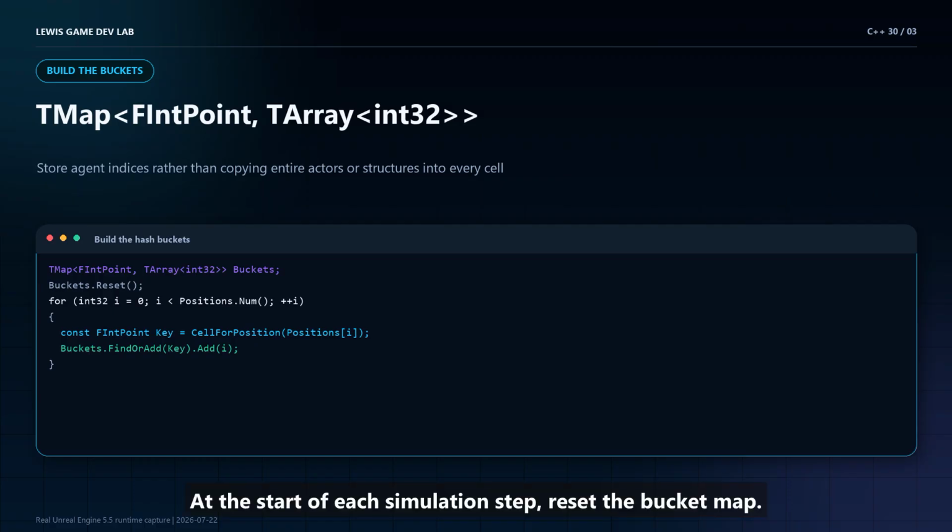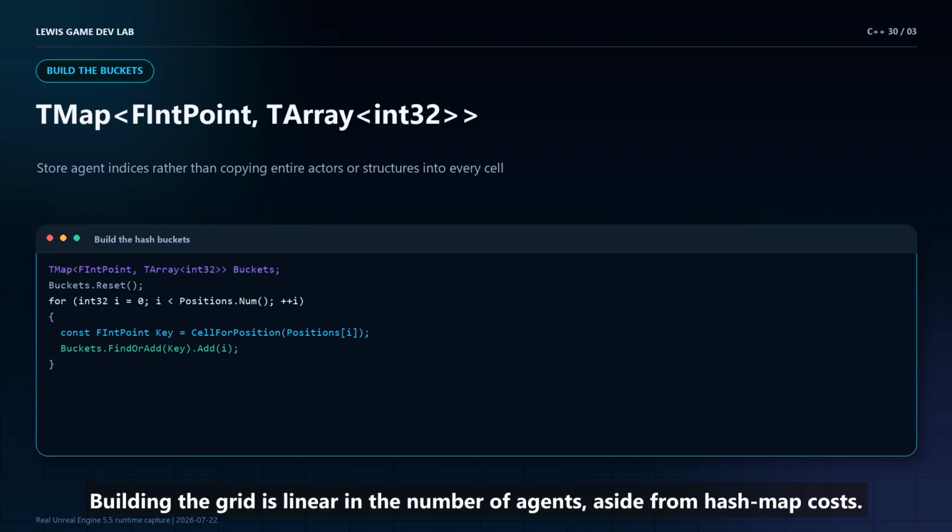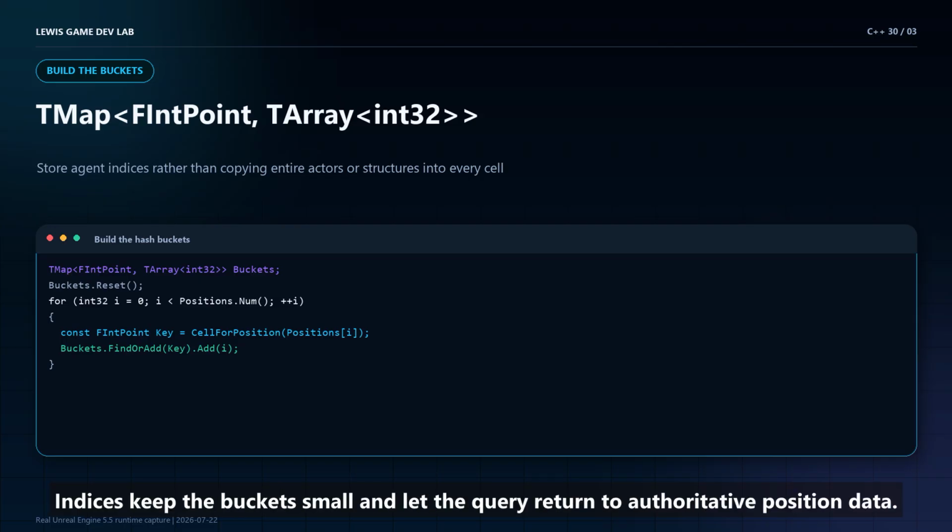At the start of each simulation step, reset the bucket map. For every position, calculate its cell key and call find or add to obtain that bucket, then append the agent index. Building the grid is linear in the number of agents, aside from hash map costs. Indices keep the buckets small and let the query return to authoritative position data.